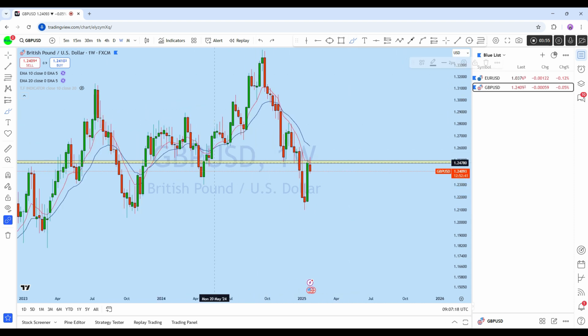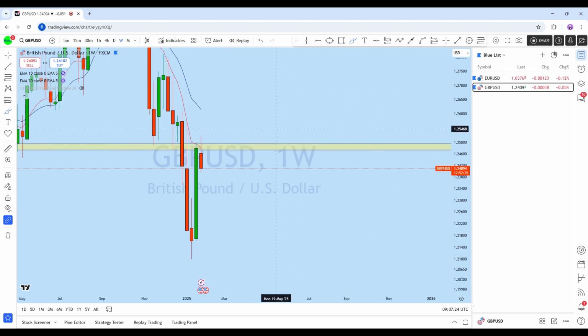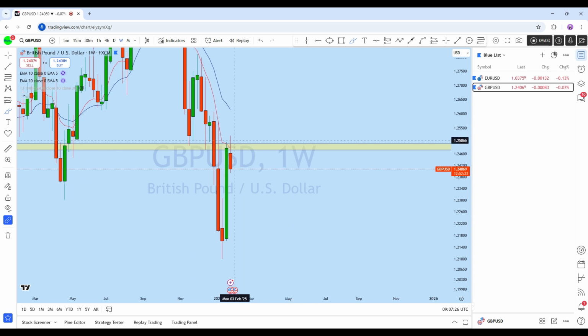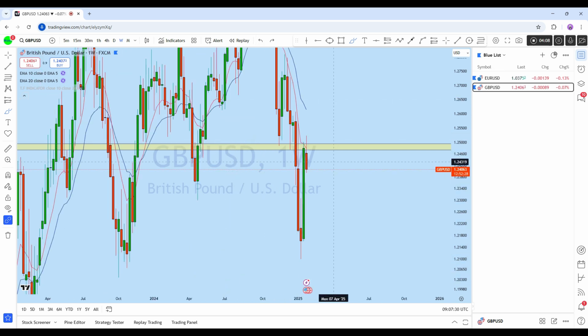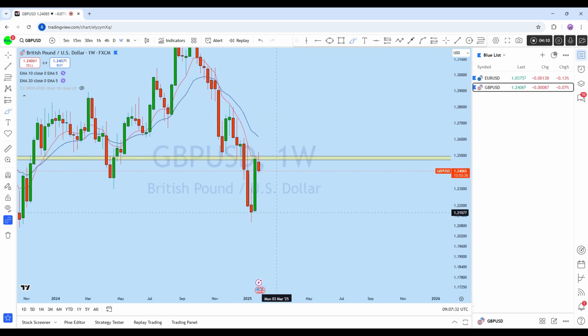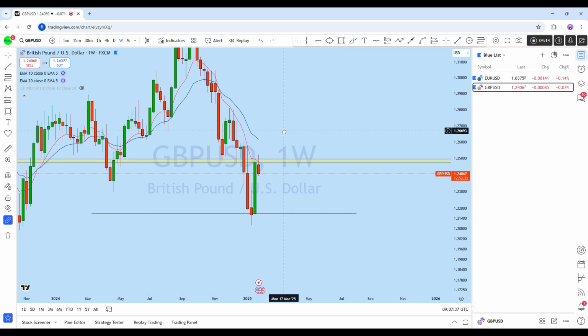Now with that pullback, we can see this is support here, which is turning into resistance here in that level on GBP USD. And with that support turned resistance, the market grabbed the liquidity, and we are expecting this price to potentially drop to that level where there is high liquidity, as it is an important level of support here.